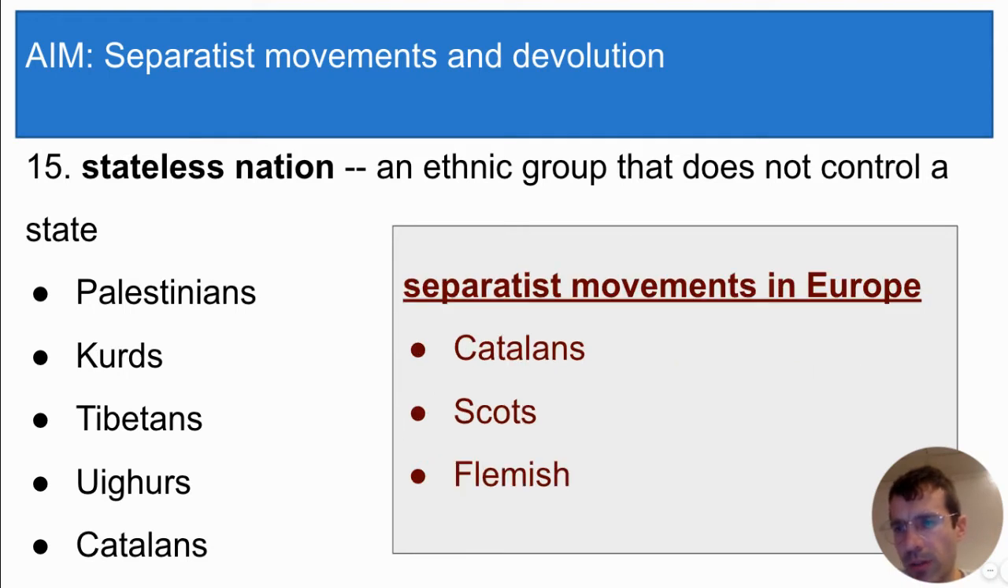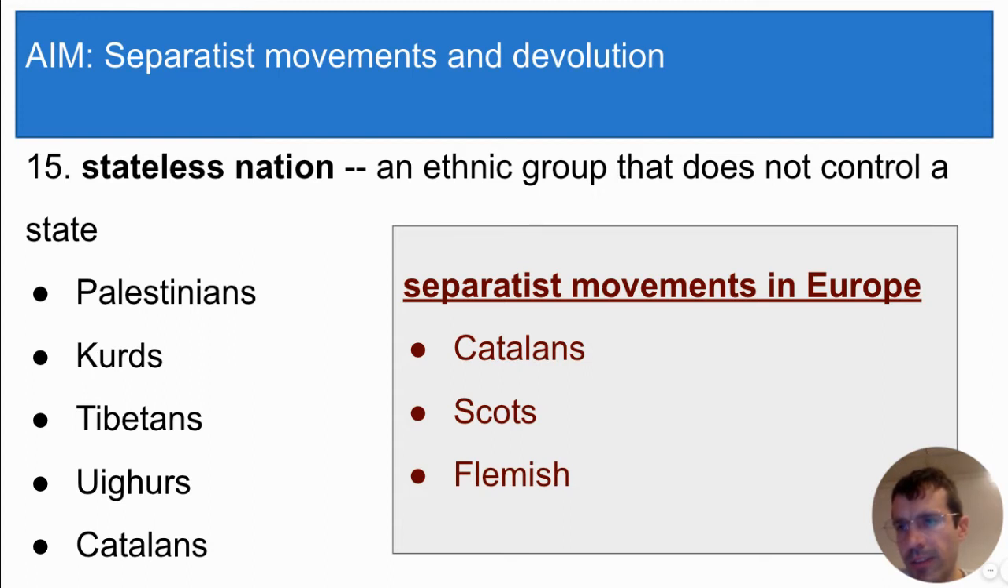In class, you'll learn about 3 more separatist movements that are all taking place in Europe. Catalans seeking independence in Spain, Scots seeking independence in the United Kingdom, and the Flemish seeking independence in Belgium.